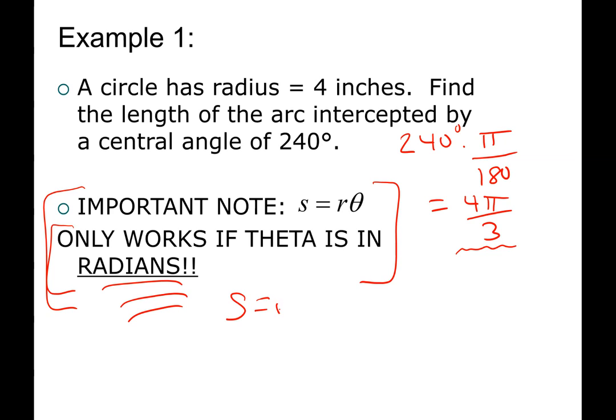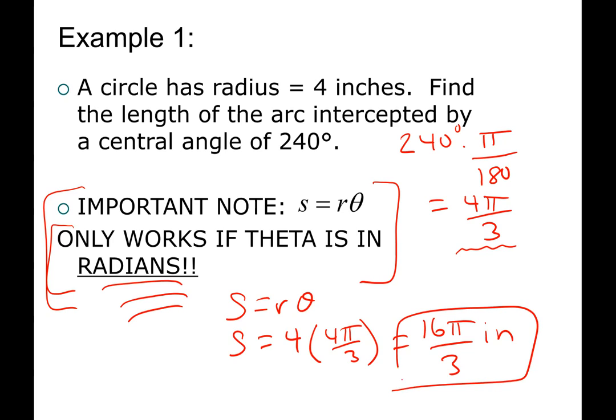So S is equal to R theta. S is equal to 4 times the angle, which is 4 pi over 3. As long as the value multiplies nicely, I would just leave it. So this is 16 pi over 3, and then it does have to have a unit, which in this case is inches. You could convert that to a decimal if you wanted to, but really no need unless there is some other decimal in the problem.